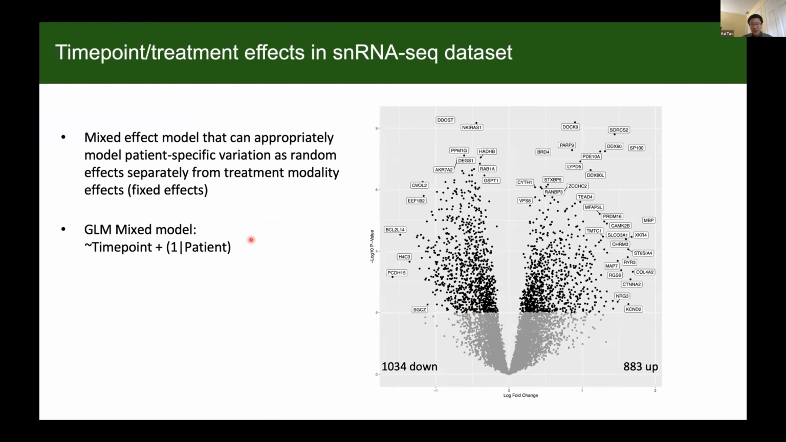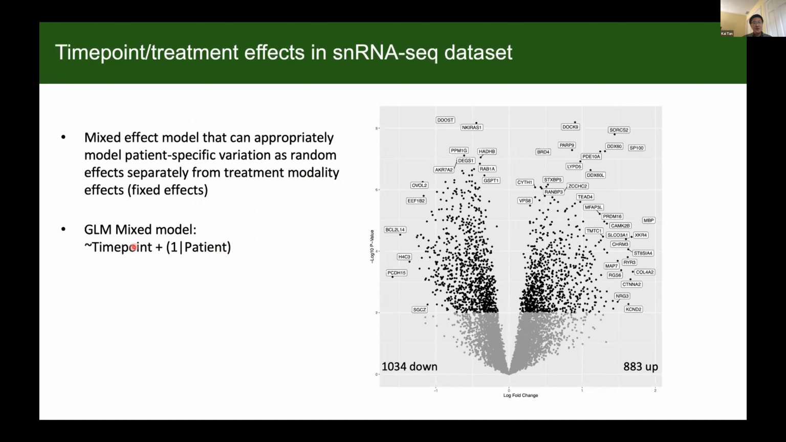So one of our main focuses is really to understand the gene pathways associated with treatment response, because we have such a small cohort and the patient cohort is pretty heterogeneous. So we want to develop a more statistically robust model to identify differential expression. So we came up with this mixed effect model to capture, on one hand, the random effect from different patients and also the treatment modality effect using the fixed effect model.